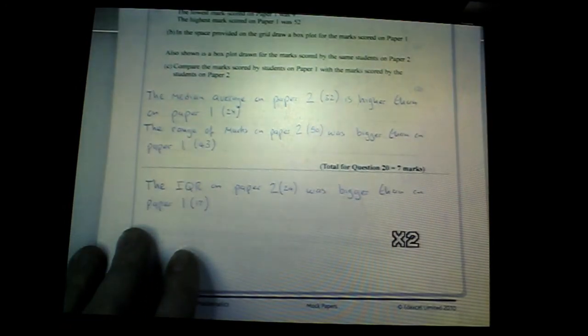And the interquartile range is the upper quartile take away the lower quartile. So that's something you've got to know. But anyway, 2 marks for that. Put down as much as you can. Next one is question 21.